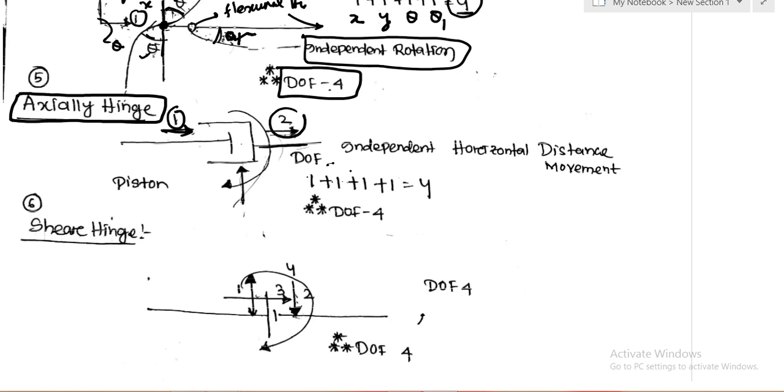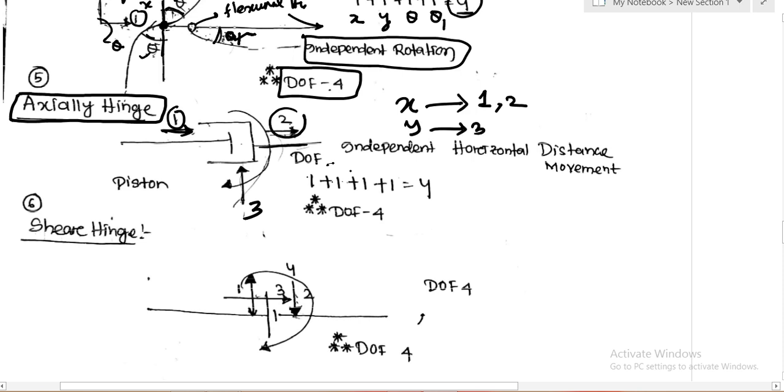So linear translation will come 3 in the x direction, linear translation will come 2 in the x direction. So in the x direction, what is the linear translation? 1 and 2. But there is also y, but in the y direction the structure can move as a whole. So the translation in y direction is 3. Okay, and a rotation is allowed in this case. So angular rotation is 4.